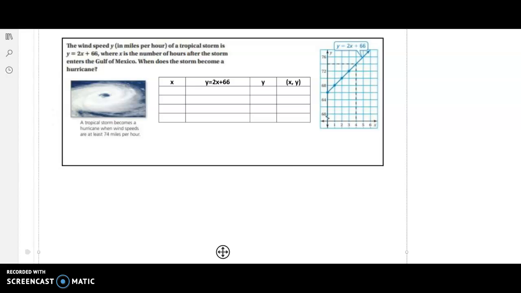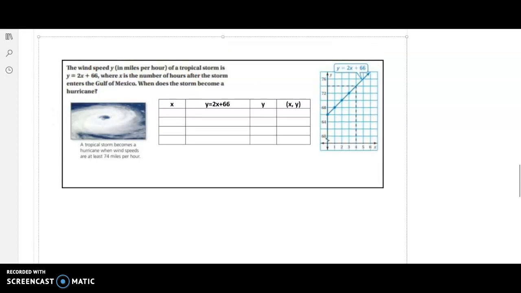So now what you're going to do is the real world situation. The wind speed, y, in miles per hour of a tropical storm is y equals 2x plus 66, where x is the number of hours after the storm enters the Gulf of Mexico. When does the storm become a hurricane? It says a tropical storm becomes a hurricane when the wind speeds are at least 74 miles per hour.